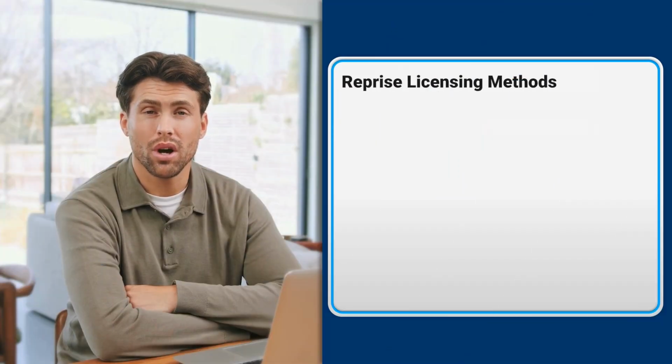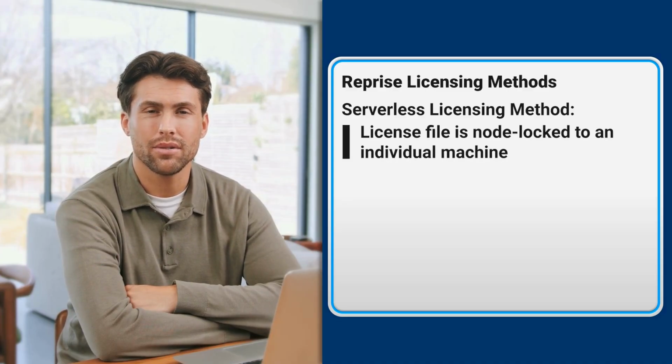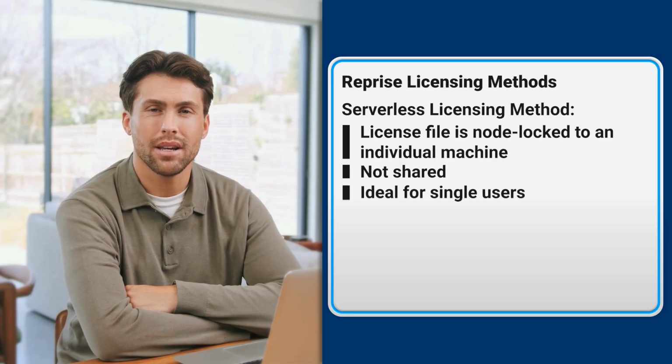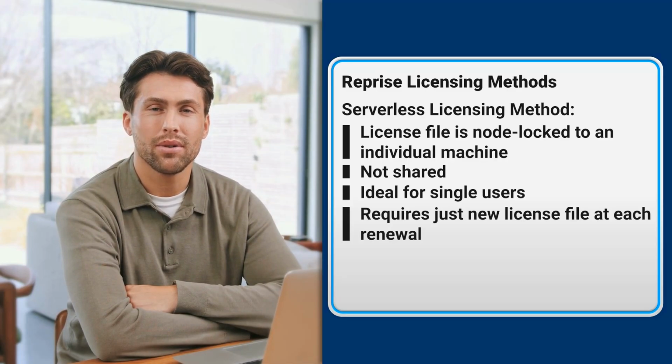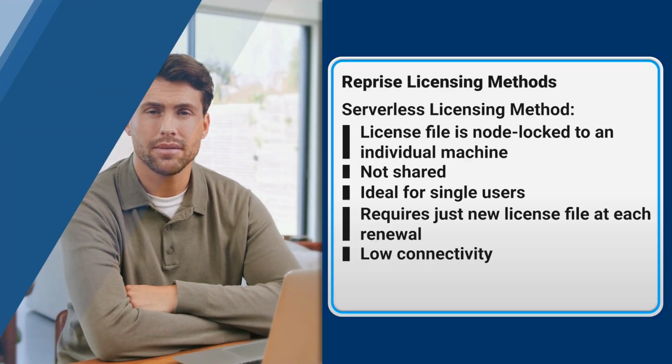The next method we'll talk about is the serverless licensing method. The serverless license is exactly that. It has no server. It is simply a license file that is node-locked to an individual machine. The license is not shared, so there is no need for a server to manage sharing between users. It is ideal for single users. It is very low maintenance, just requiring a new license file at each renewal. And it requires low connectivity. The license file is usually right on the individual scientist's machine.